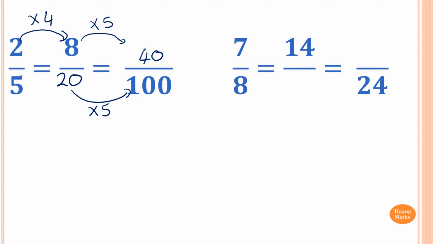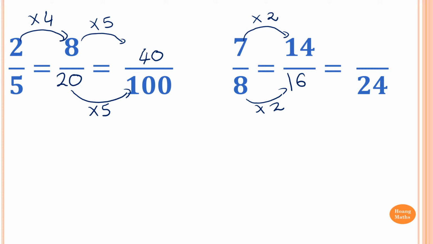So to get this number, we go 7 to 14, we times this by 2. So this must times by 2 as well. So 8 times 2 is 16. So the answer is 16.